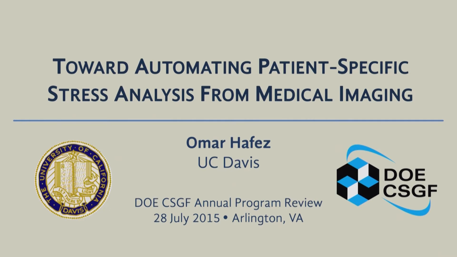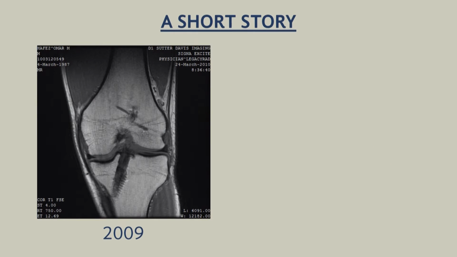Okay, so since I've already been introduced, I'll just go ahead and get started. Title again, just real quick: Toward automating patient-specific stress analysis from medical imaging. Just a short story. In 2009, I tore my ACL. I was misdiagnosed. I didn't get the surgery until 6 months after I had originally damaged my knee. In that period of time, I developed cartilage damage behind my kneecap.